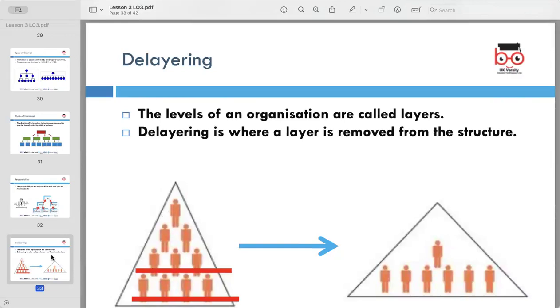Here, removing the levels of organization is called delayering, which involves the removal of one or more layers from the organizational structure. Organizational layers represent the hierarchical levels within the organization, and delayering aims to streamline the structure by eliminating unnecessary bureaucratic layers or higher management layers. So the process is often undertaken to increase efficiency, reduce cost, and enhance agility within the organization. So delayering requires careful consideration of the impact on communication channels, decision making processes, and employee morale.